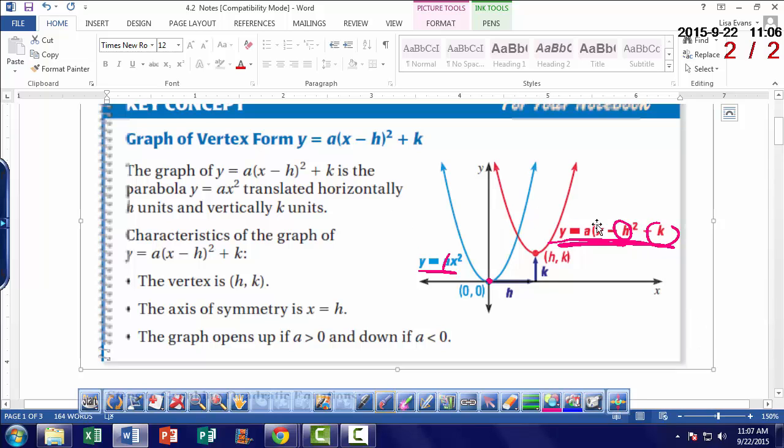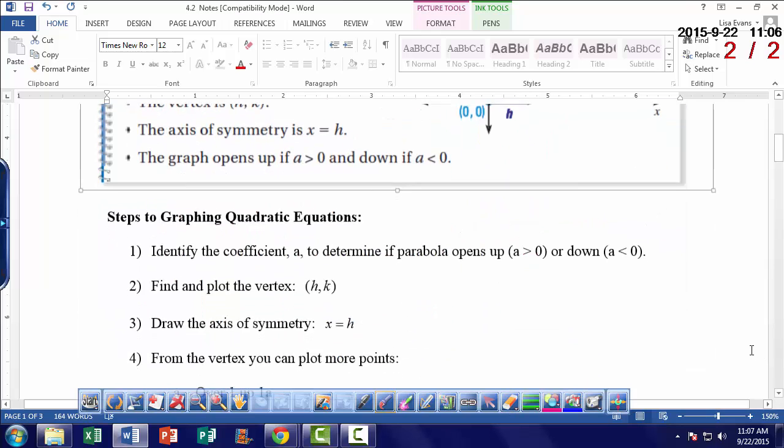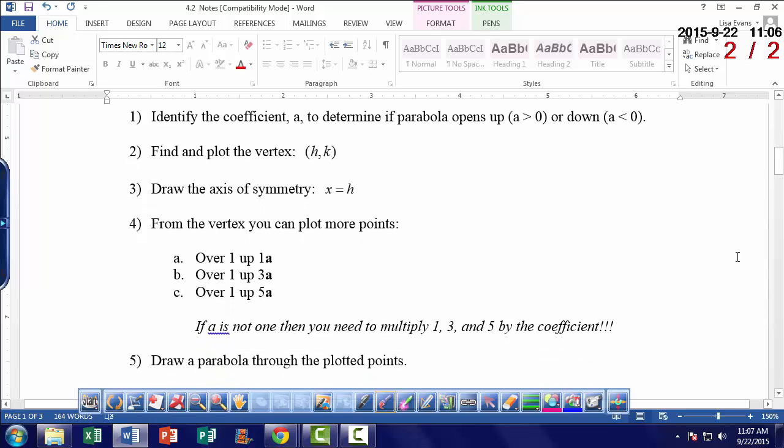If a is positive, our parabola is going to open up. If a is negative, our parabola is going to open down. So here are the steps to graphing. The first thing we're going to do is identify the a. We're going to decide if it opens up or down. And we're going to need to know what that a is for our little shortcut for graphing. We're going to find and plot the vertex, which is (h, k). We're going to draw our axis of symmetry.